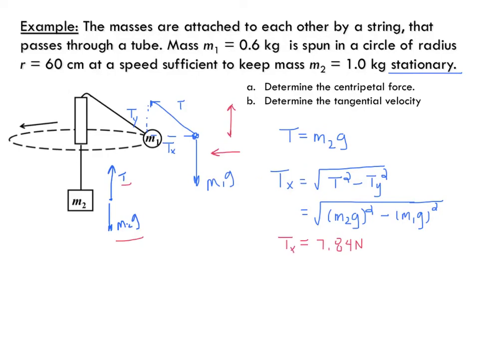Now I can solve for my tangential velocity. Again, if I know my centripetal force is going to be equal to mv squared over r, then I can say that r times Tx, for now, divided by m is equal to v, and then square rooted. Here our r is given to us, it is 60 centimeters or 0.6 meters. So with all of my values, I should get a velocity, or tangential speed, of 2.8 meters per second.